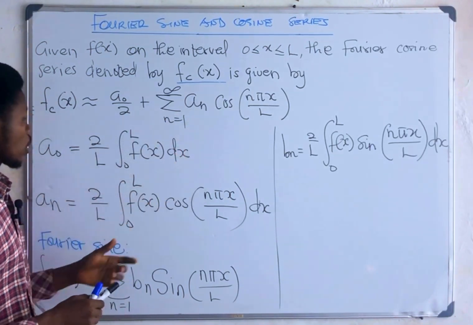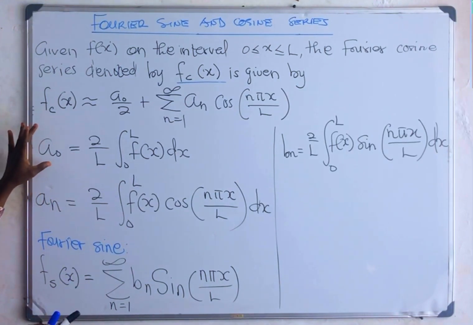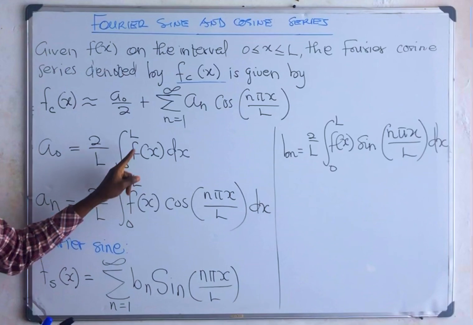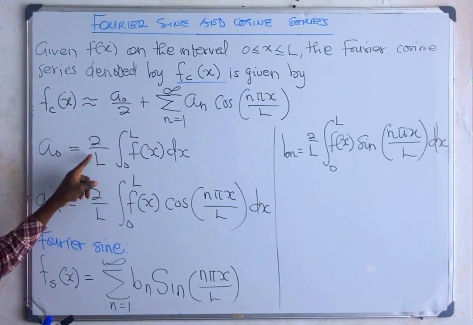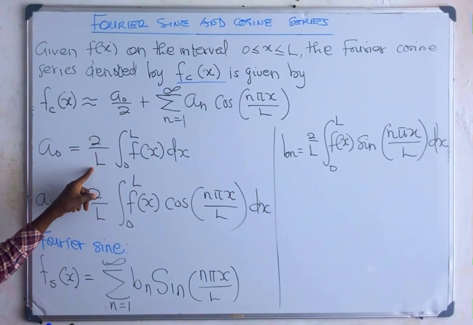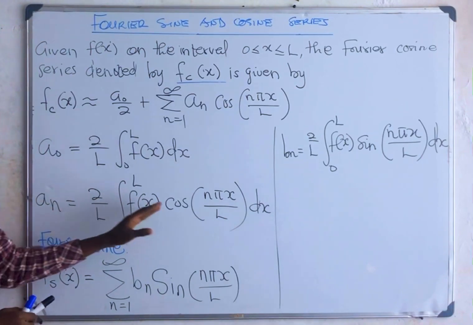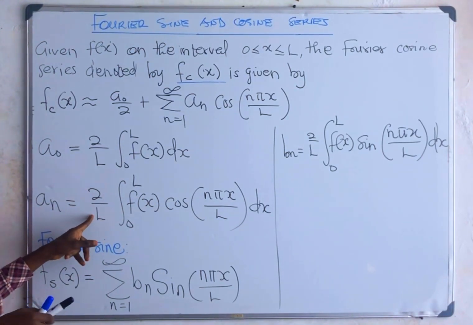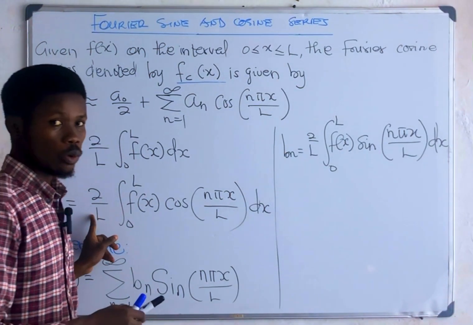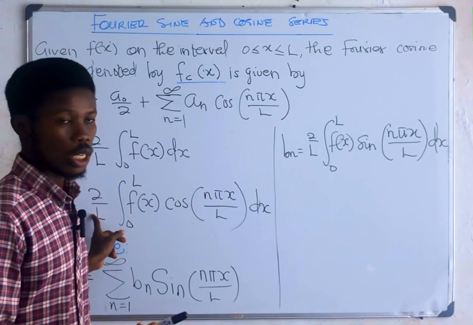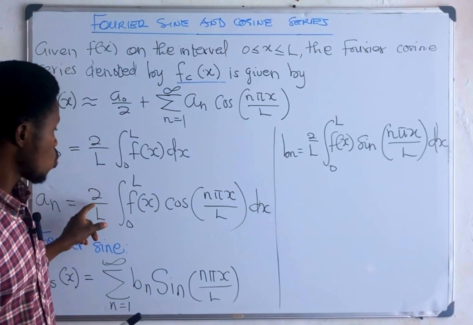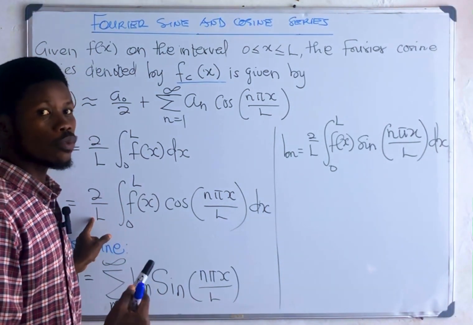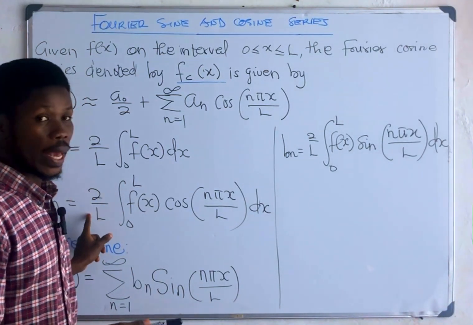Now, the formula for finding the a naught here, because it starts from 0 to L, is not 1 over L, but rather 2 over L. And the an is the same thing, it's 2 over L. Take note of it, because in exams when you have to use the Fourier cosine, you are going to use 2 over L. But if you have to find the Fourier series, that one is 1 over L.